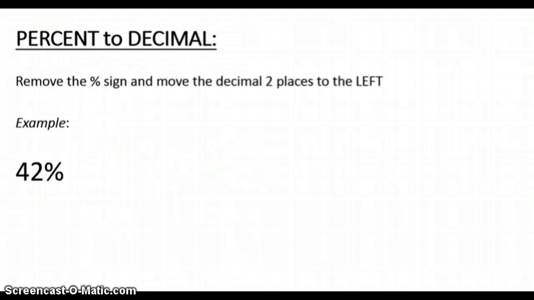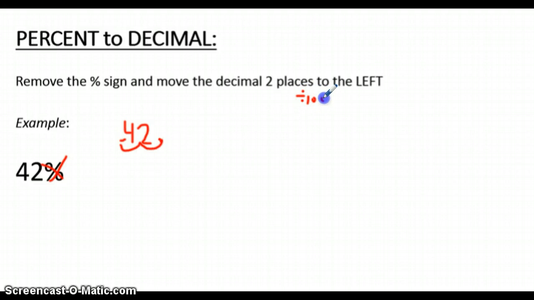Now we're going to look at percent to decimal. The first thing that we're going to do is remove the percent sign and move the decimal 2 places to the left. So 42%. We're going to have 42, remove the percent sign, and keep our decimal there, because 42 is a whole number, 42 decimal point. Then we are going to move it 2 places to the left, because we're dividing really by 100.